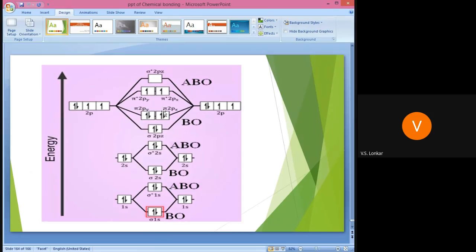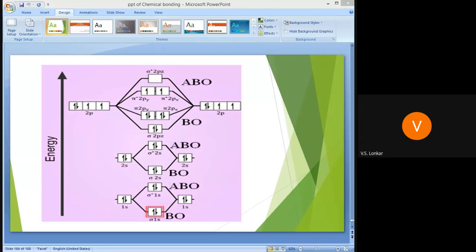pi 2py, pi 2pz. No matter. And just represent the number of electrons also. And here pi star 2py, pi star 2px, or pi star 2py, pi star 2pz. These two orbitals are degenerate orbitals. What do you mean by degenerate? Having the same energy. Therefore the electrons are added first singly, then pairing takes place. Understood?